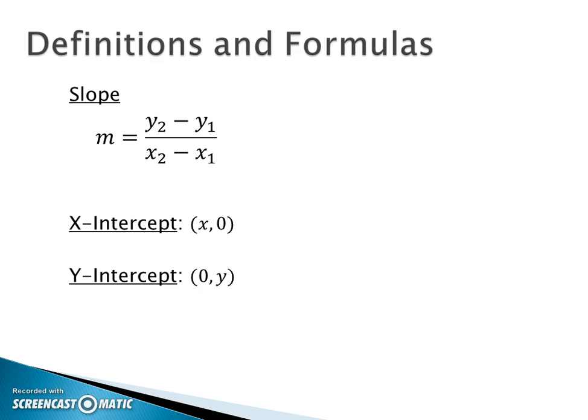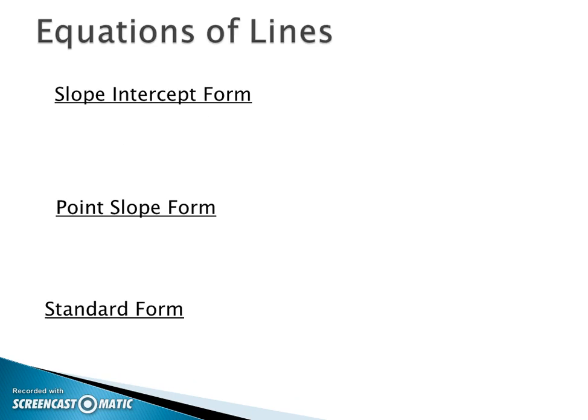We have slope, which is just the rise over run. It's how much it goes up or down over how much it goes left or right. And the formula is m equals y2 minus y1 over x2 minus x1. An x-intercept is just where it crosses the x-axis, and this is the point (x, 0). And the y-intercept is where it crosses the y-axis, (0, y).